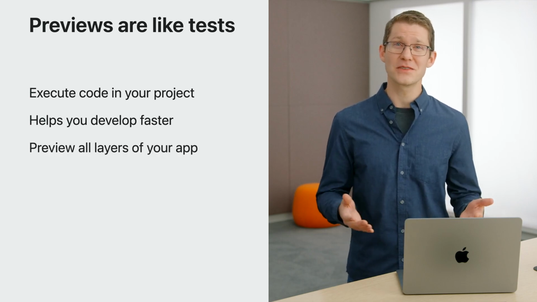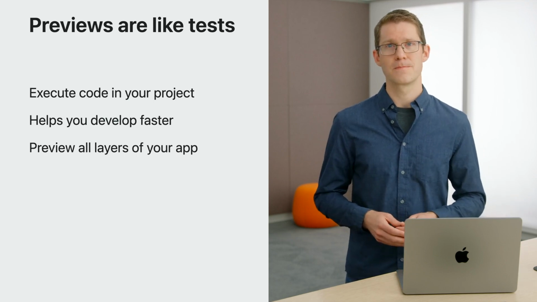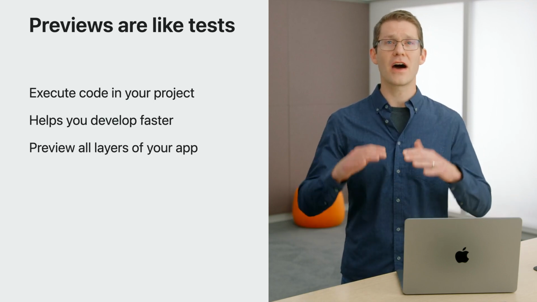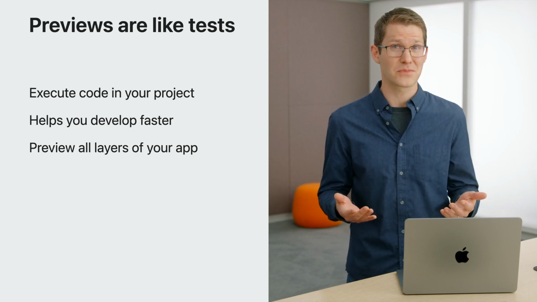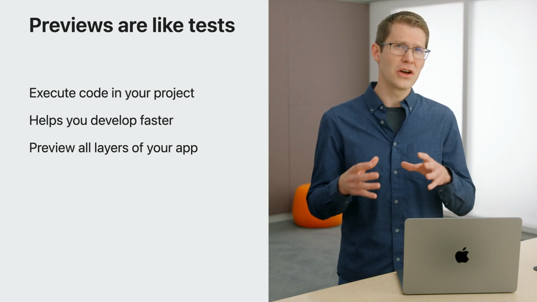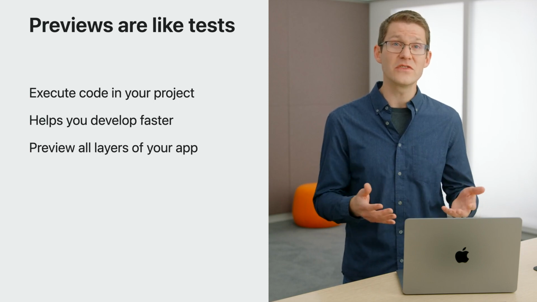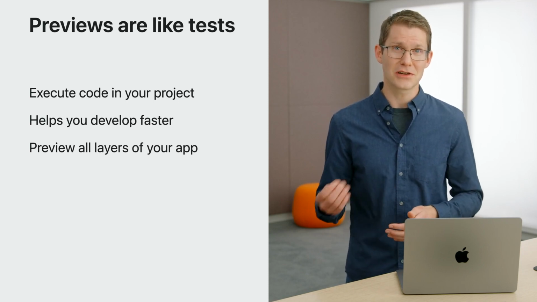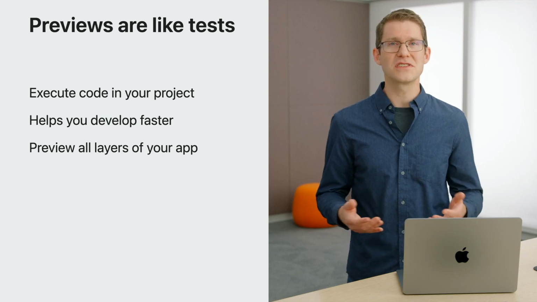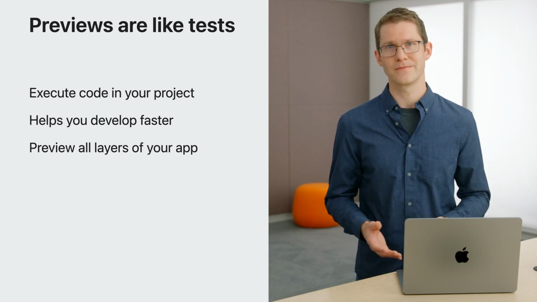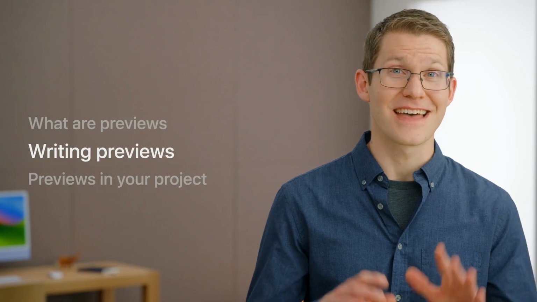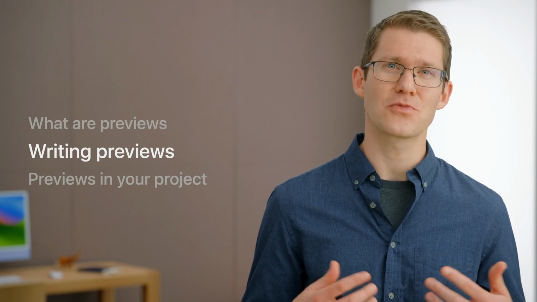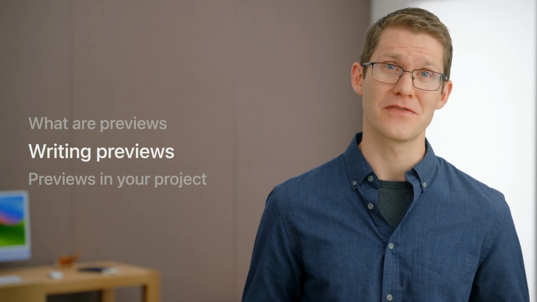Third, you can test and preview different layers of your app. For example, with tests, you can have high-level UI tests that exercise a significant portion of your app's functionality. And you can have smaller unit tests that test individual components. Similarly, you can have previews for views that encompass a lot of your application. And you can have previews that show individual leaf views. That's a quick look at how previews work. Next, let's focus on how you write them and the kinds of content you can preview.